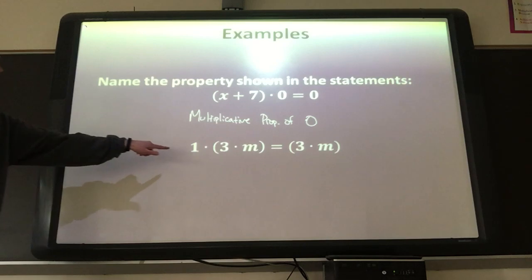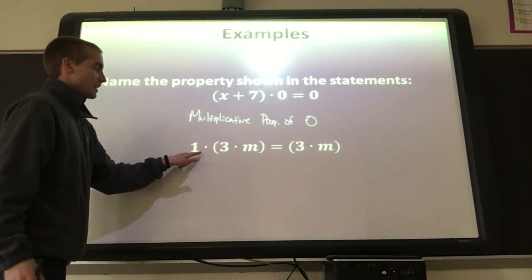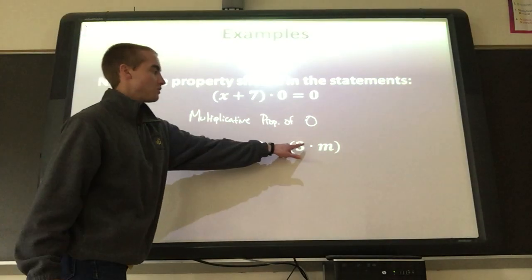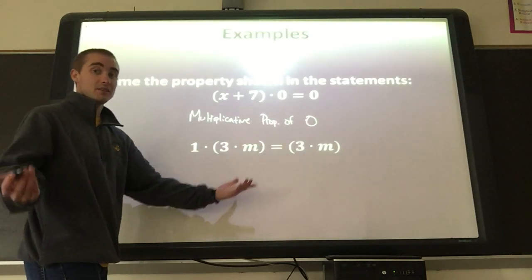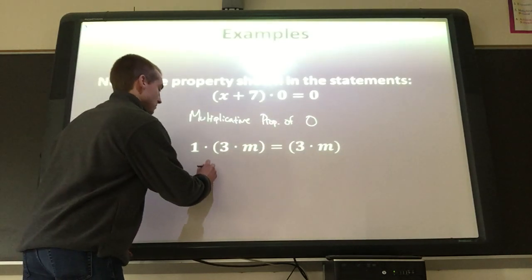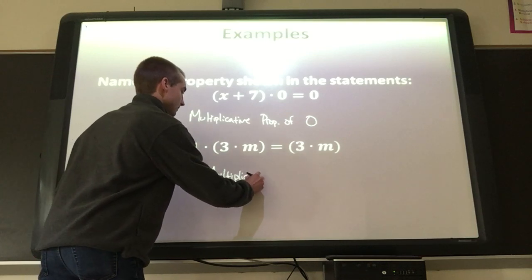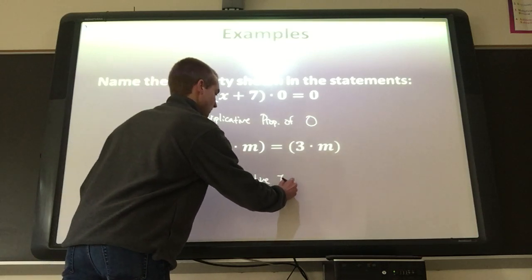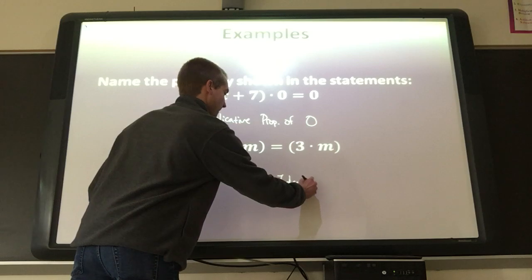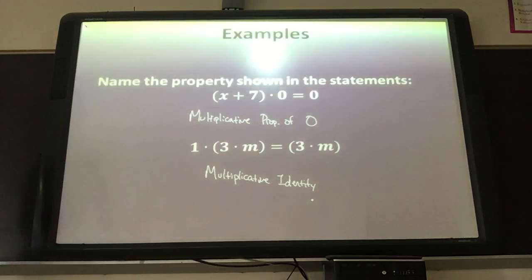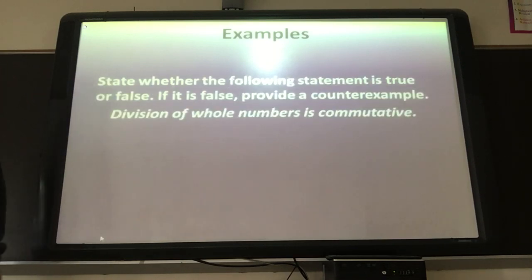Multiplicative property of 0 kind of tells you what it is there in the name. Okay, then we've got you're multiplying 3 times m by 1, and you are getting 3 times m. Nothing is happening, so that is called the multiplicative identity. So that is your answer for those two. Okay? So moving on from the properties, another type of example that we're going to see is giving counterexamples.